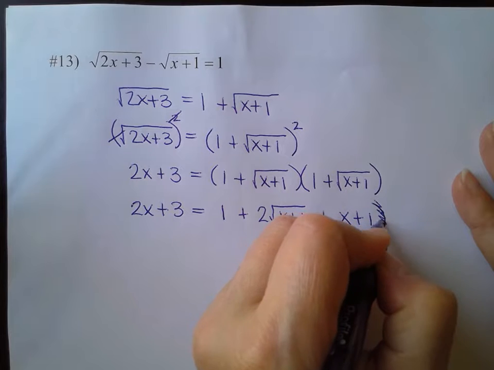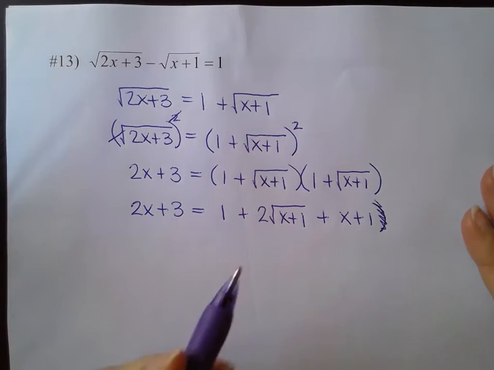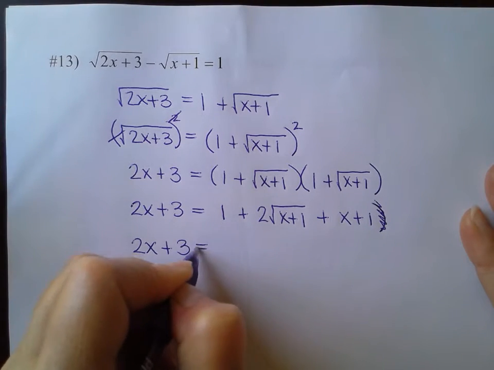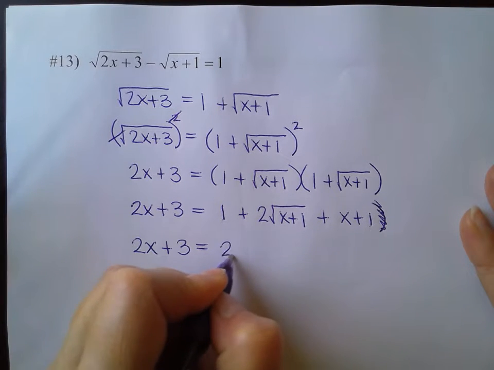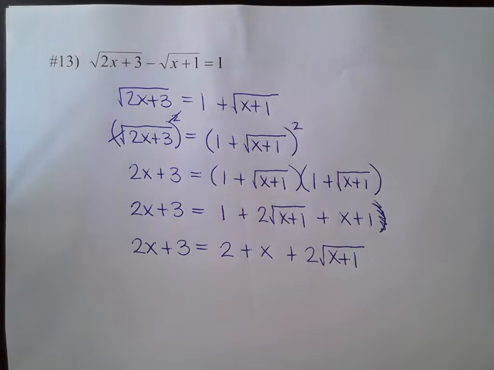Oops, I don't need that. Sorry. Okay, let's combine some like terms here. Let's see. I can at least add this one with this one. So that'll be 2, I have an x, and then I have 2 square roots of x plus 1.